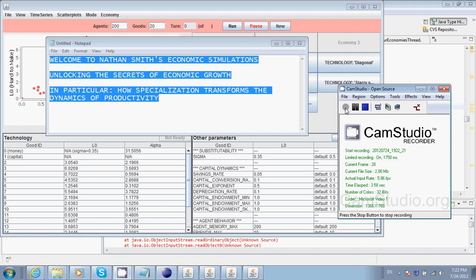I'm Nathan Smith. I'm an economic theorist who uses agent-based simulations to try to understand economic growth. And I want to present a few very interesting results today. Now, a little bit of background first.